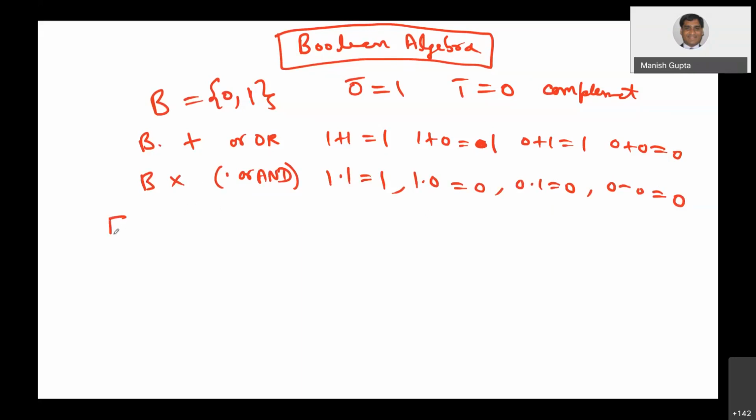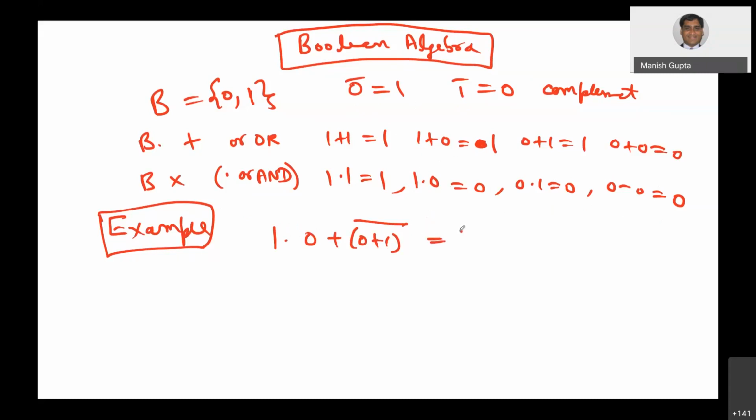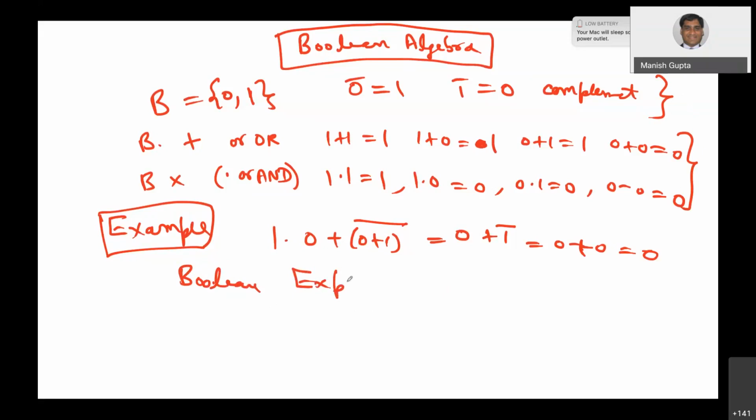Okay, so I can give you an example of this Boolean algebra. 1 into 0 plus (0 plus 1) complement. Complement, we know 0 complement is 1, 1 complement is 0. So this will be 1 into 0 is 0, 0 plus 1 is 1, complement, which is 0, so 0 plus 0 is equal to 0. So this is how you can simplify the expressions. These are the basic rules. Using these basic rules and the complement rule, we can do the calculations. So we can talk about Boolean expressions and Boolean functions.